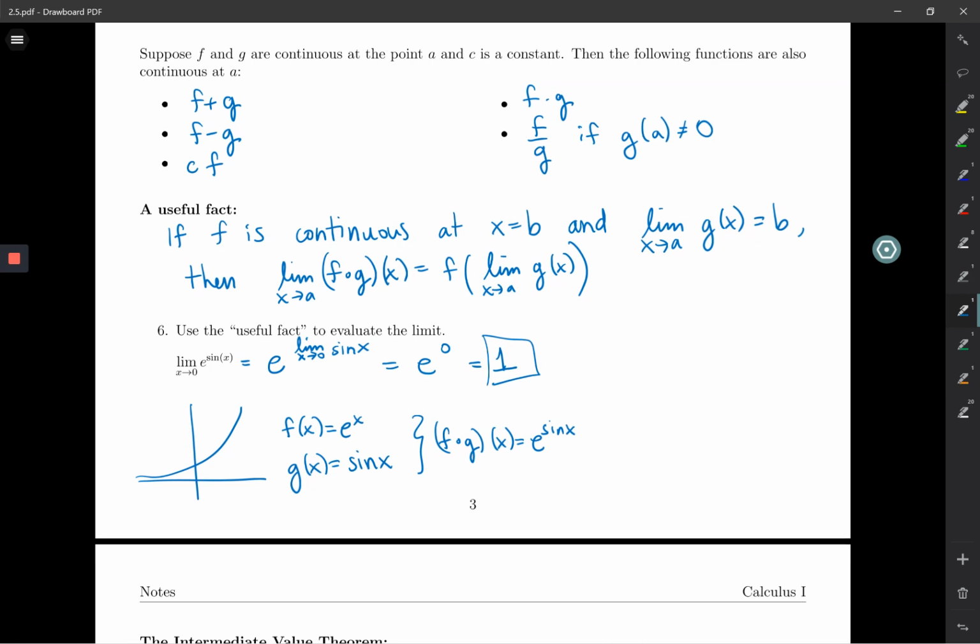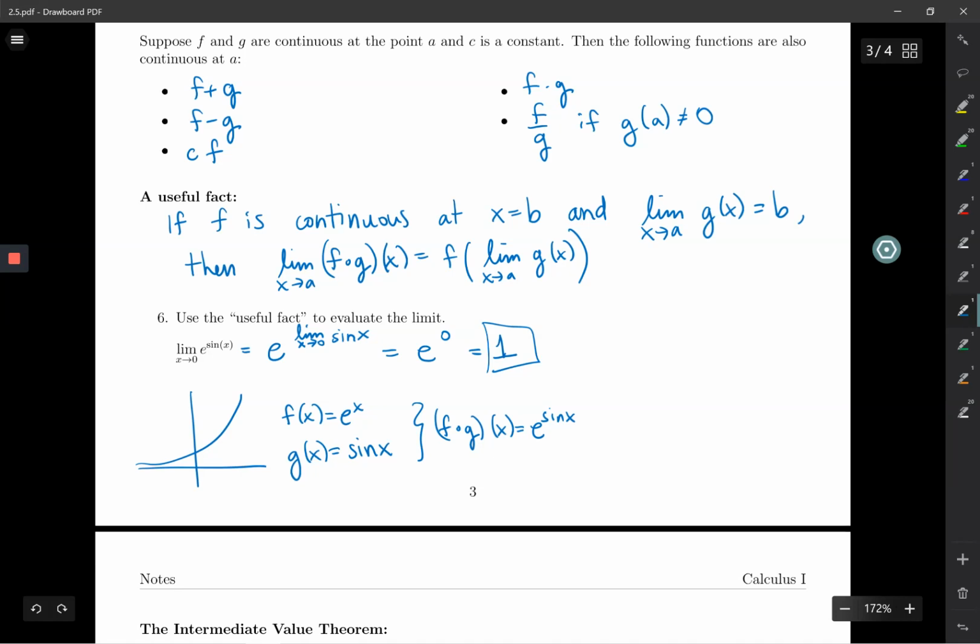But you have to be careful that when you do this, you have a continuous function, right? It's very important that you have that f is continuous at x equals b. If you don't have that, then you don't necessarily get this, and so you have to be careful.